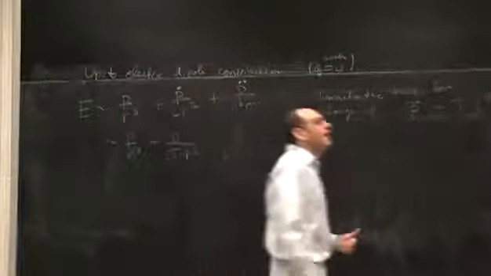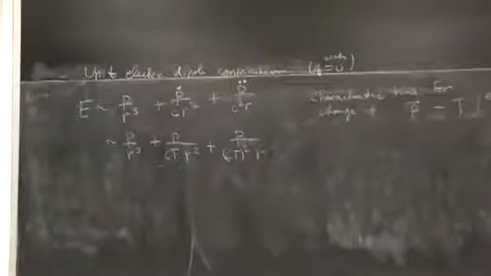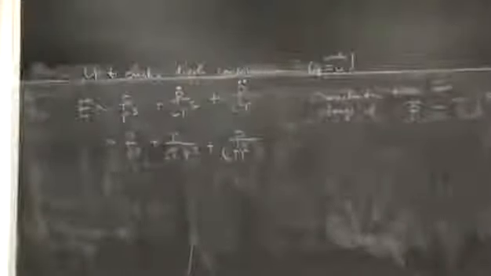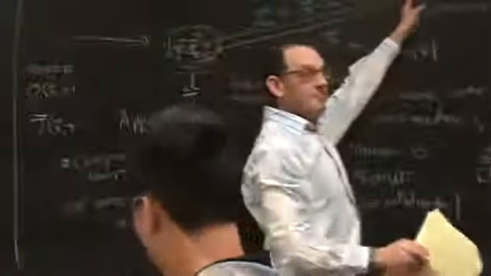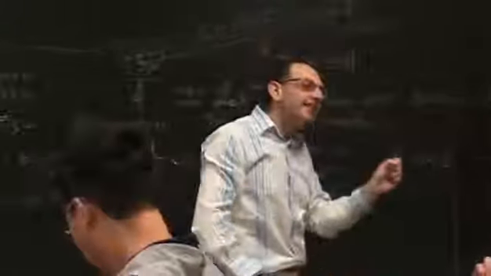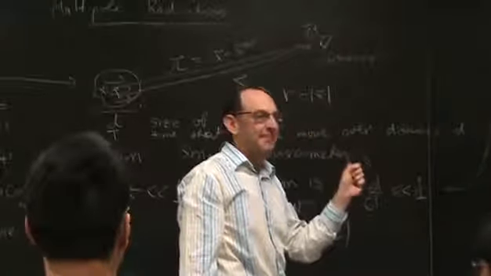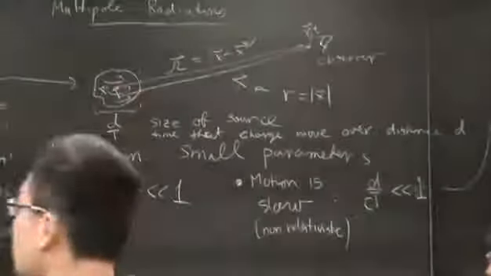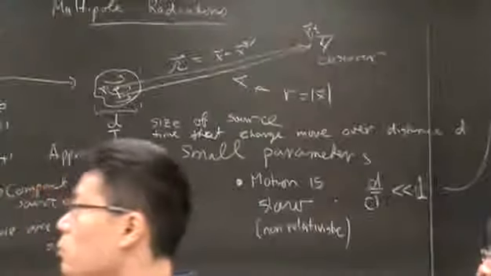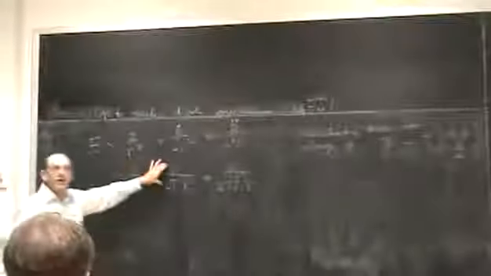There are three length scales in the problem. There's the size of the source, there's where I am, and the distance light travels in the time t. The relationship between those three different distances tells us something about the relative strengths of these different terms.